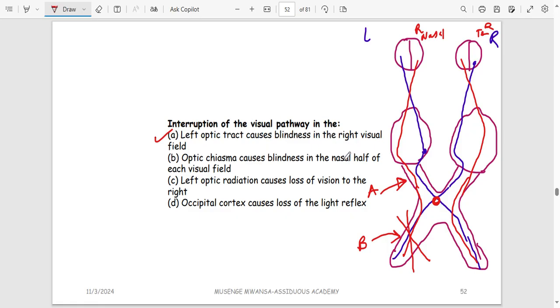Optic chiasm causes blindness not in the nasal half of each field, but the temporal, because if we injure here, it means that we are disturbing the blue fibers. You can see the blue fibers are coming from the temporal aspects. And then the light reflex doesn't even go to the occipital cortex because the information is just here going to the pretectal area and then going to the oculomotor nucleus and then going back via the oculomotor nerve. So that means that's our portion.